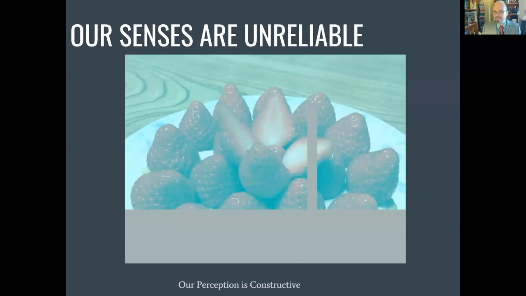It's all gray, right? Our perception is constructive. We perceive the world as we expect to see it. Other assumptions and that kind of stuff go into how we see the world, but our perception is constructive, and so our senses are not nearly as reliable as we think.